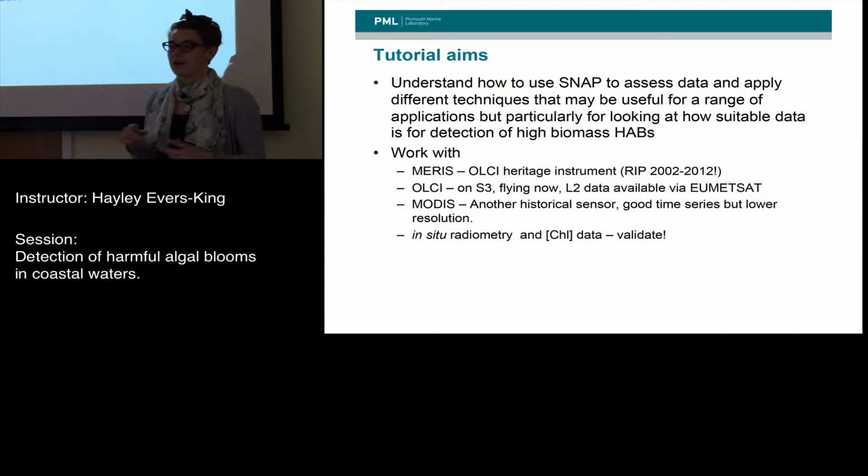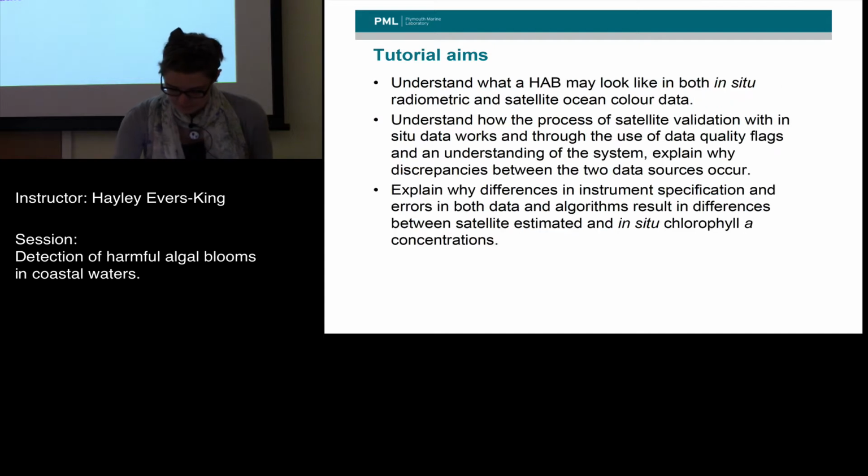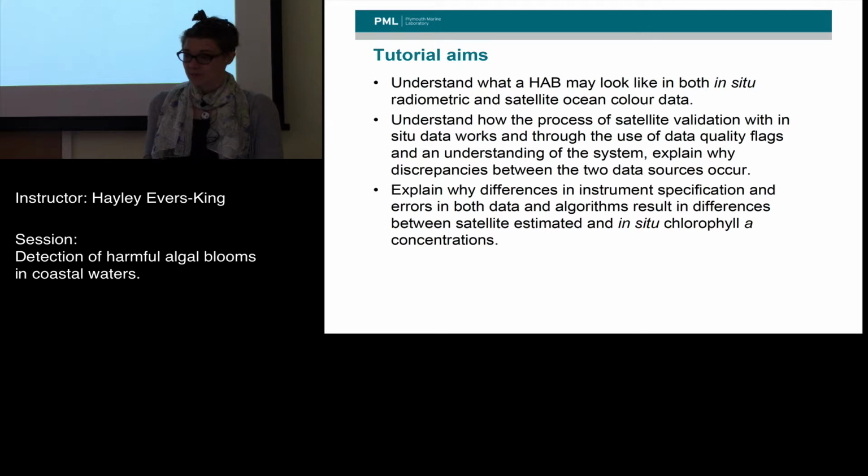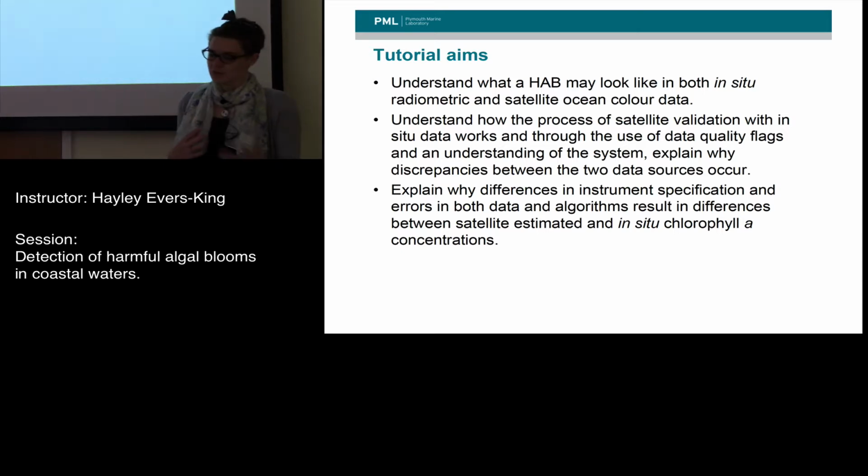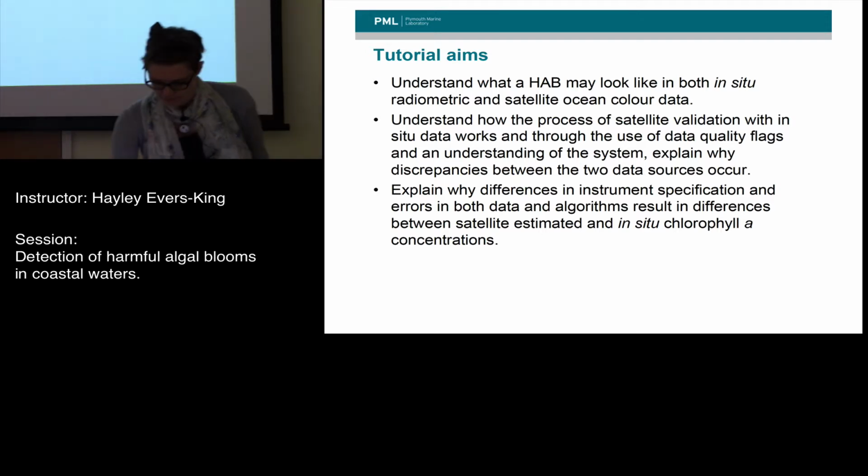So you're going to look at a little bit of how you validate some satellite data with that. Things to understand: what a HAB may look like from an in situ and satellite ocean color perspective, how the process of satellite validation works using in situ data, what the quality flags mean for data, and how you can link those with your understanding of a system to figure out what the discrepancies are between in situ and satellite-based data. And I hope you can maybe start to understand a little bit about why differences in the instruments on the satellites might result in differences between what you see by different satellites and compared to your in situ.